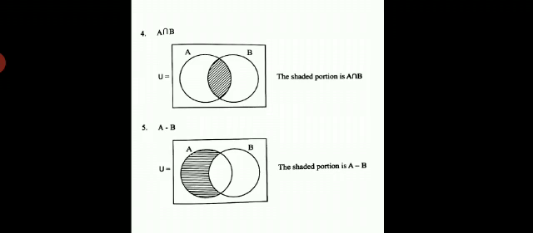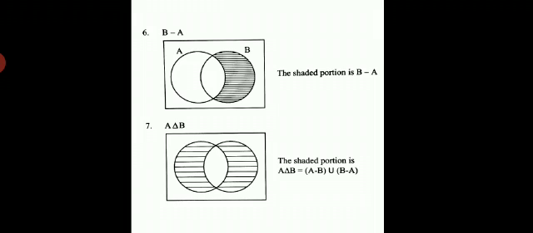Similarly, for A intersection B, we shade only the common part, as in the intersection the common elements which are in both set A and set B will be written. Hence only this middle part will be shaded as the portion A intersection B. Now A minus B, the elements which are in A but not in B, we will shade only the A part excluding B. For B minus A, we will shade only the B part excluding A, which are not in A but in B.